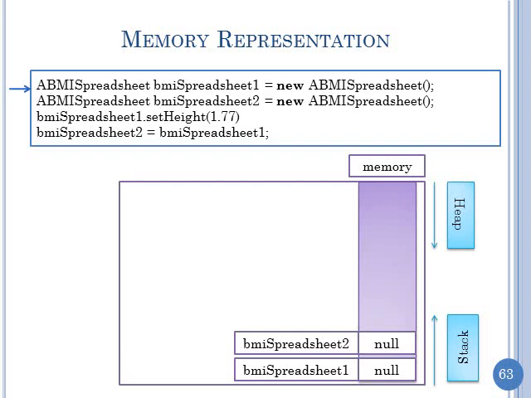So we don't see the local parameters here, some formal parameters here, but we see the local variables, BMI spreadsheet 1 and BMI spreadsheet 2. So these two variables need to be in memory. We need space for them in memory, and that space comes from the stack.